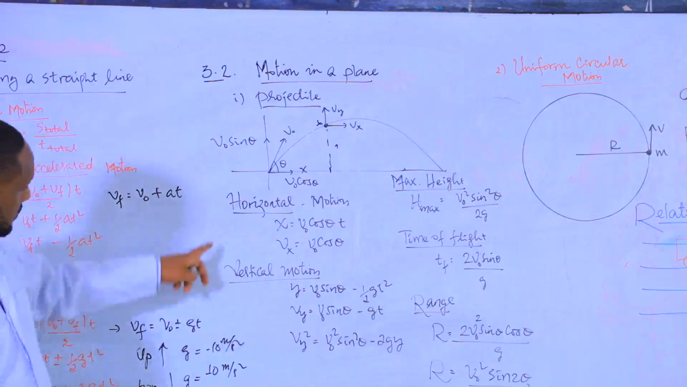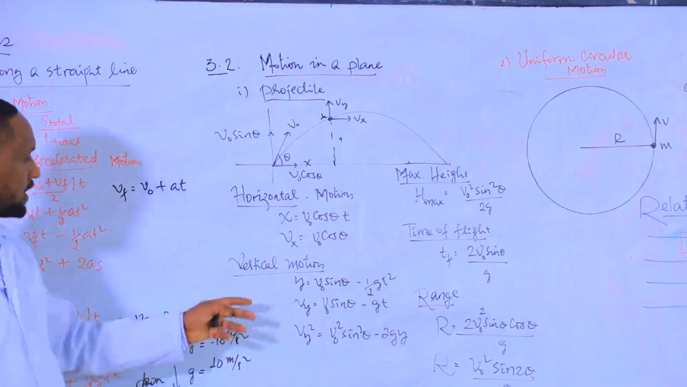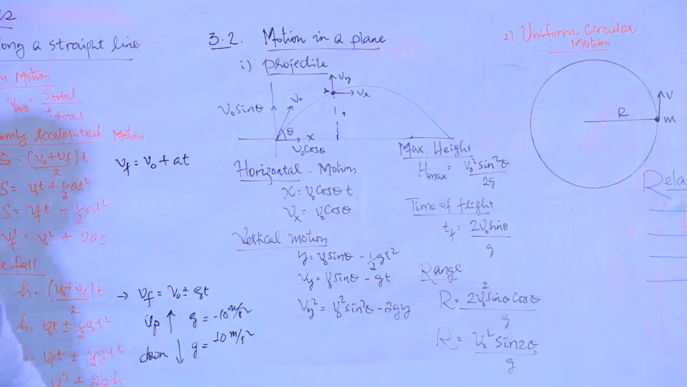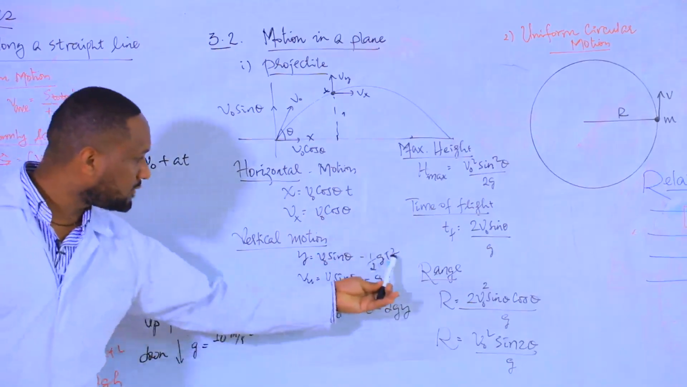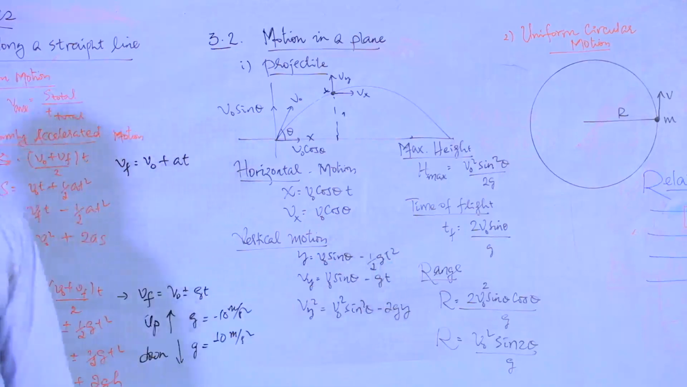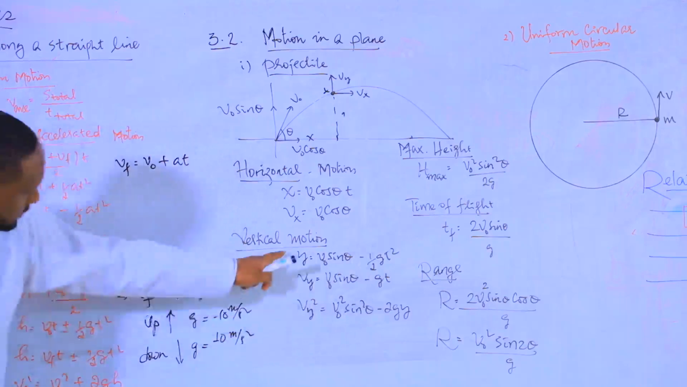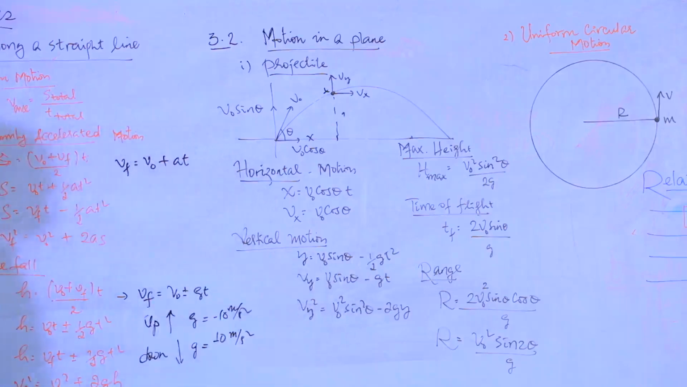So the vertical motion of the object can be expressed using these three equations. Y can be expressed as v naught sin theta t minus half g t squared. As you can see, we have used a minus sign here. This is because initially the object is moving in the upward direction, that's against gravity. That's why we use negative here, okay? So these three are equations that express the vertical motion of the object.